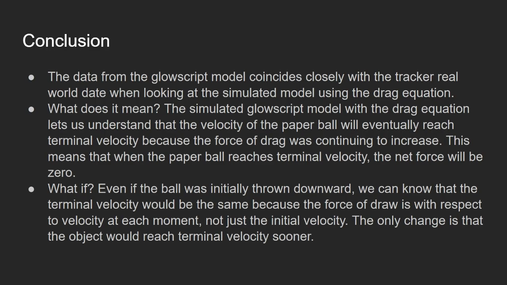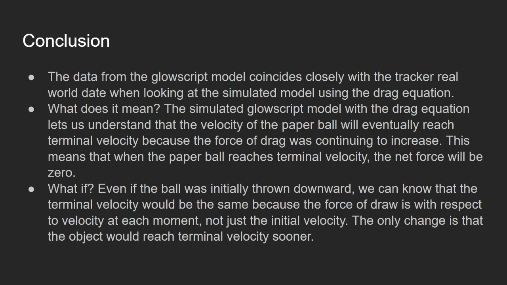In conclusion, the data from the GlowScript model coincides closely with the Tracker real-world data when looking at the simulated model using the drag equation. Now, what does it mean? The simulated GlowScript model with the drag equation lets us understand that the velocity of the paper ball could and will eventually reach terminal velocity because the force of drag was continuing to increase. This means that when the paper ball reaches terminal velocity, the net force will be 0.